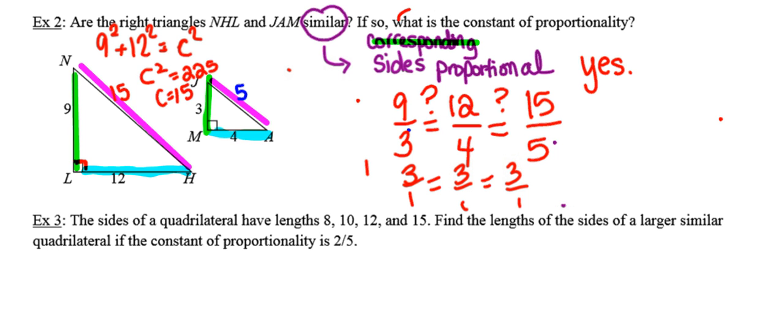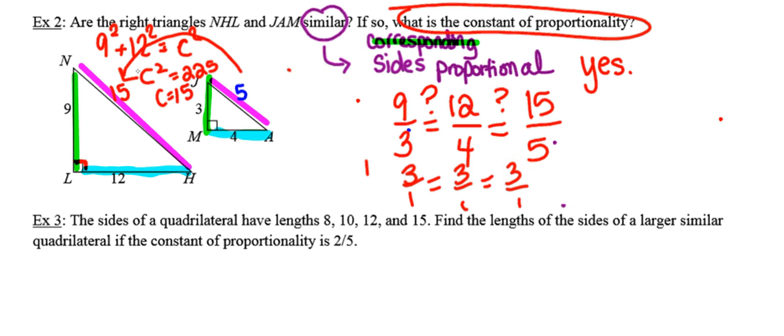And now I need to find the scale factor, or the constant of proportionality. I'm usually going to work small to large, so I'm going to ask myself, what number do I have to multiply 5 by to obtain its corresponding side in the larger polygon? Well, 3. So the scale factor here is 3. I found my scale factor by going from small to large.